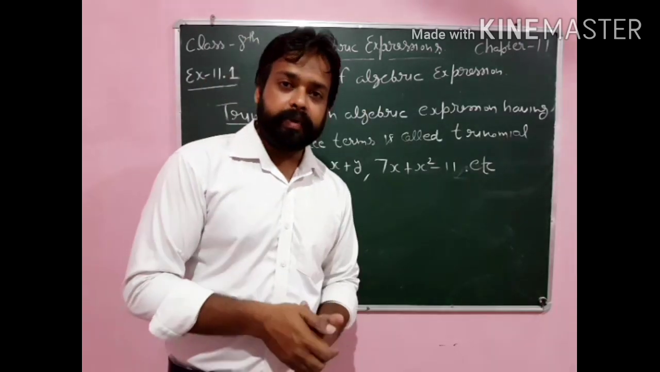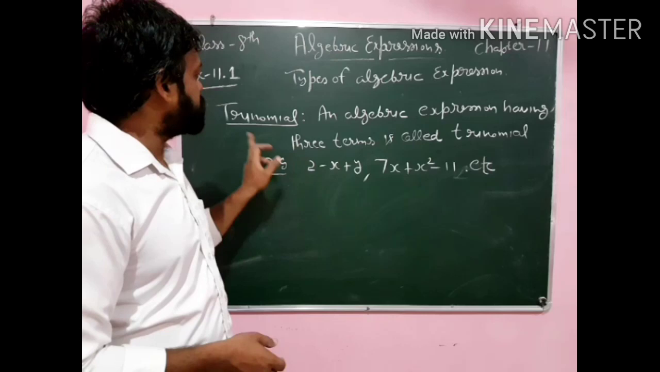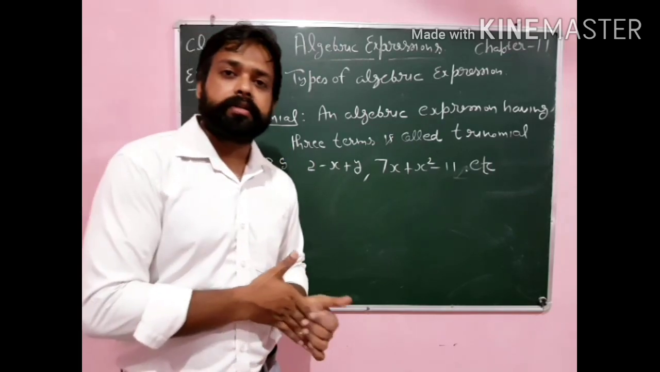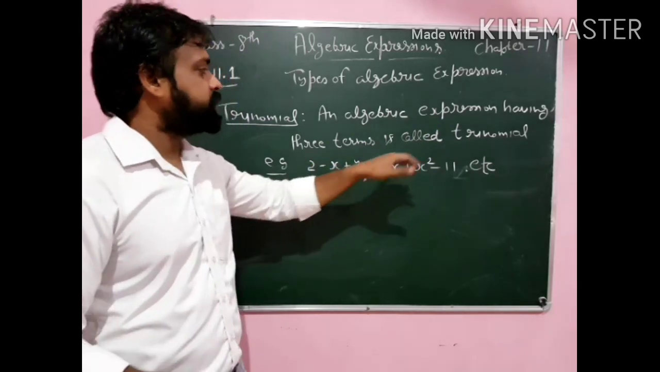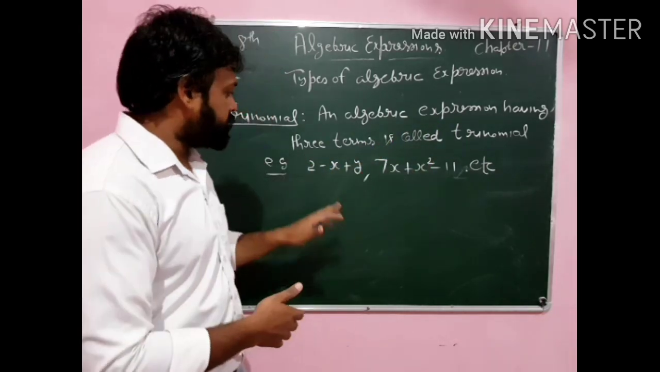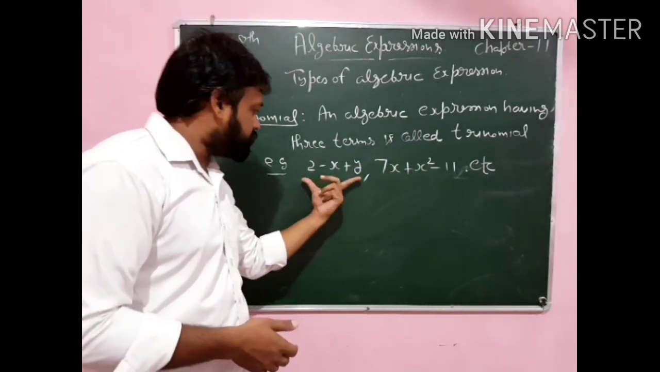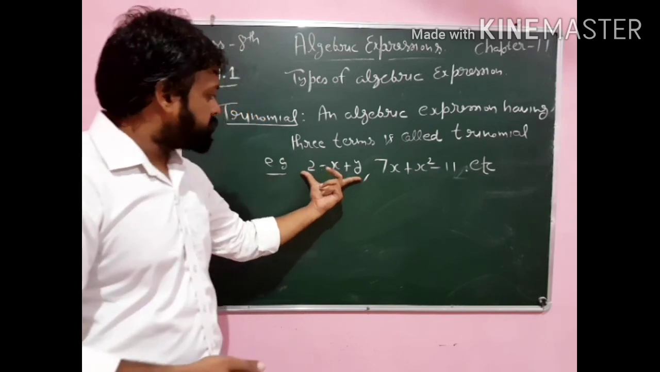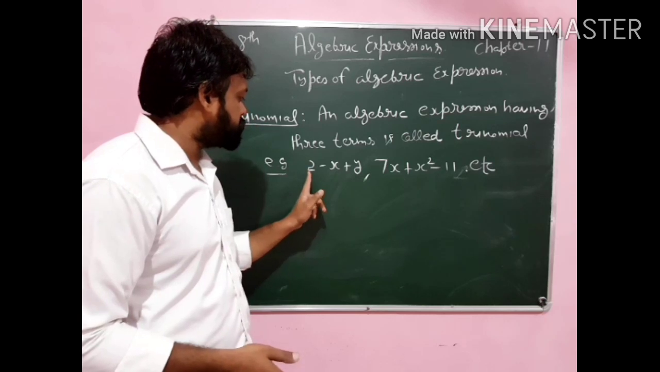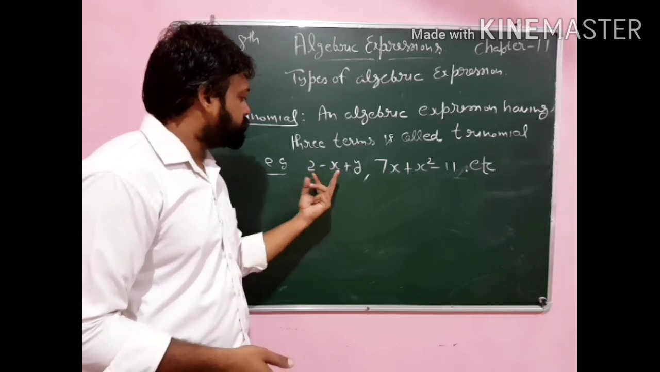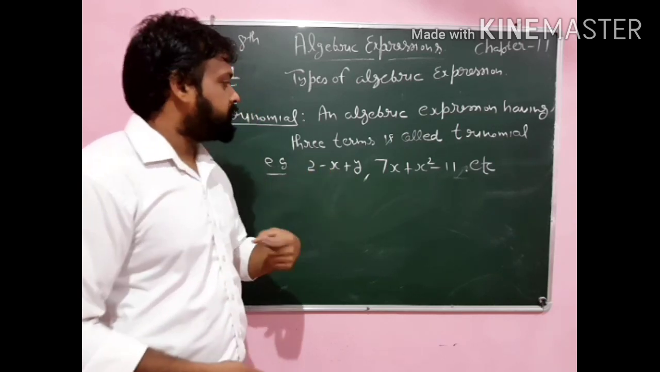Okay, now the third type is trinomial. What is a trinomial? An algebraic expression having three terms is called a trinomial. So you can see the example here, an algebraic expression has been written. You can see there are three terms in this algebraic expression. This is 2x and y. So basically these three terms are there.